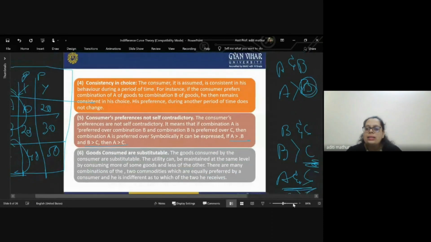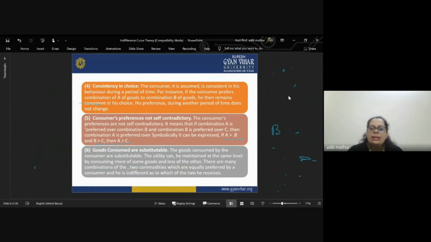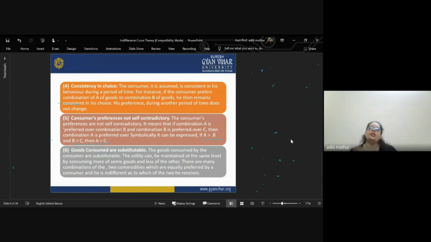Right? So now let's discuss the sixth assumption. The sixth assumption states that the goods consumed are substitutable, right? That means the goods which you are going to consume are substitutable. The commodities consumed by the consumer are substitutable. The same level of utility can be obtained by consuming more of one good and less of another. There are many combinations of the two commodities which are equally preferred by the consumer, and he is indifferent as to which of the two he receives. So that means if I'm having A, then I can substitute A for B. Right? So this is your sixth point, that goods consumed are substitutable.